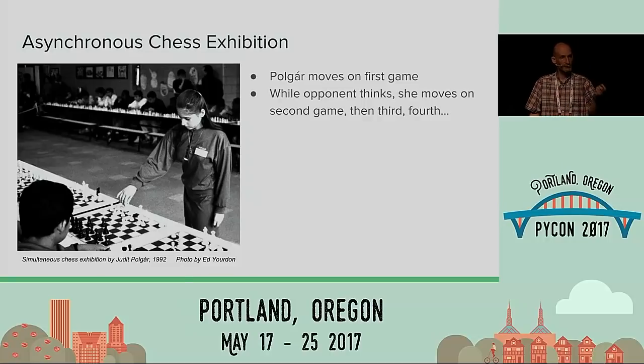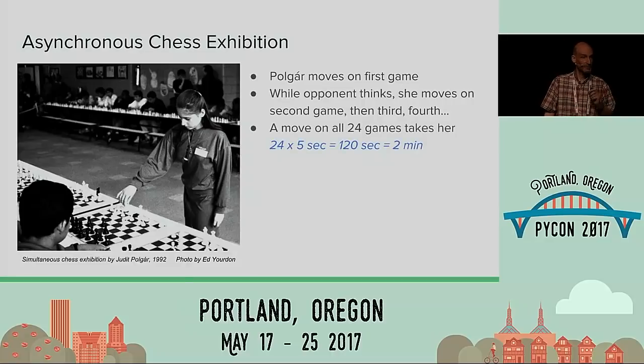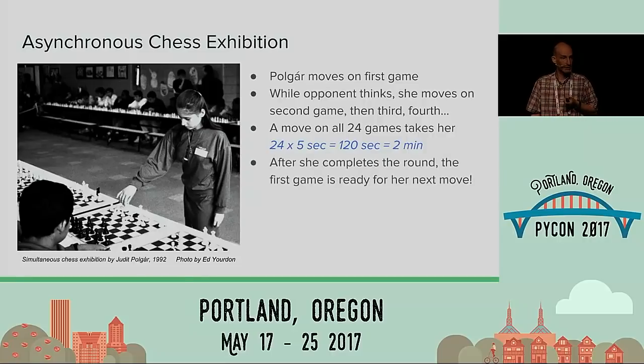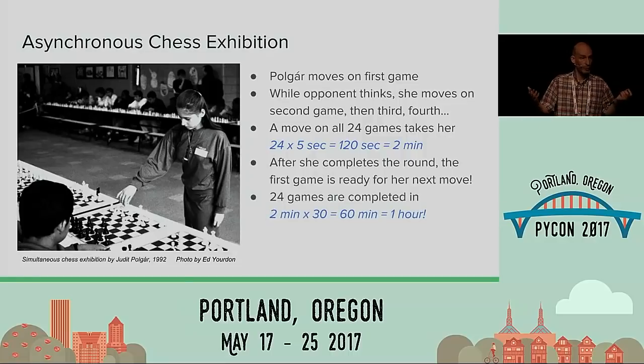Right? So she can go around the room and make a move on all 24 games in 2 minutes. Right? So by that time, she's back at the first game. And the opponent at the first game had more than enough time to make a move. So she can make her next move on that game without waiting. Right? So if you do the math, she can play the whole 24 games and win them in 1 hour versus 12 in the synchronous case.